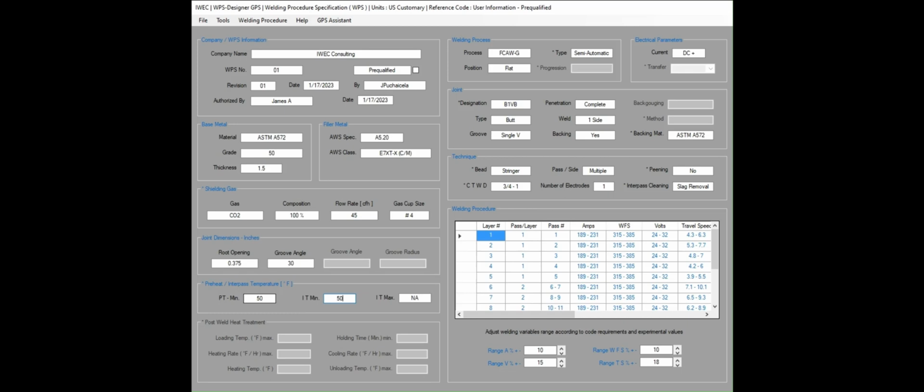WPSs may be required to be qualified by tests due to deviations from the pre-qualified requirements of the applicable welding code or due to contract requirements. Depending on the complexity of the project, WPSs will require a more detailed engineering analysis before they are approved for actual fabrication.